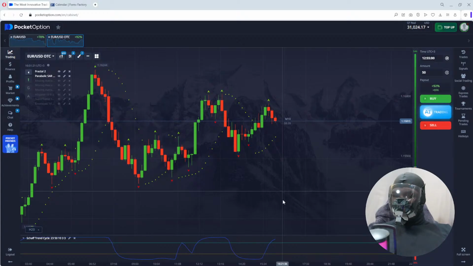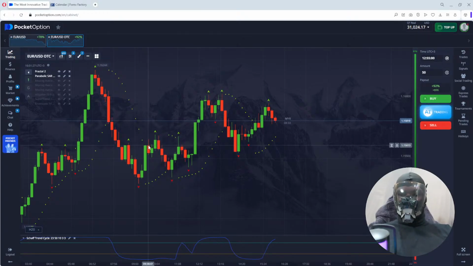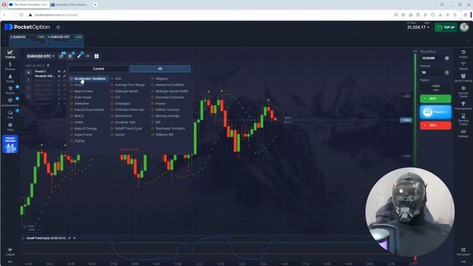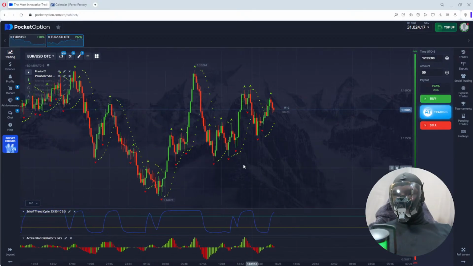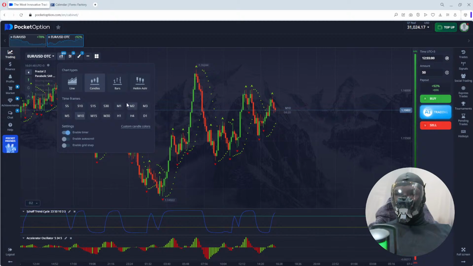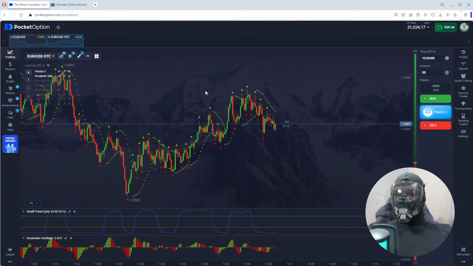Today, my dear friends, we're going to be discussing a bit more technical analysis. We're going to talk about another indicator, the Accelerator Oscillator. There it is. It's really awesome. It's another kind of indicator that we can use to ascertain if there is a trend.